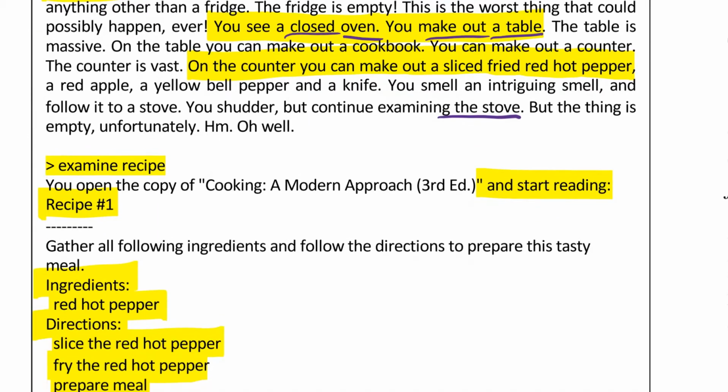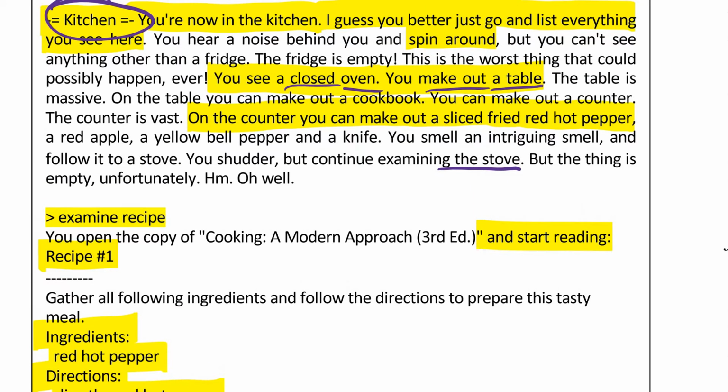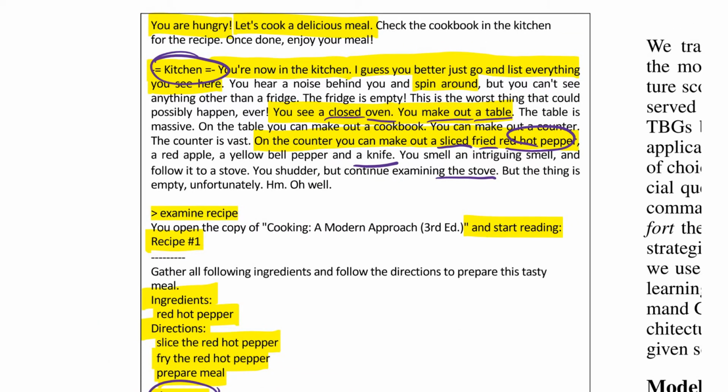If this pepper here weren't already sliced and fried, you can only slice it if there is a knife in the room, right? You can only fry it if there is a frying pan or an oven or a stove in the room. And then you'd have to notice that there is a knife. If there is no knife, you need to take the red hot pepper, bring it to a new room with a knife, and then slice it. So this is a vastly difficult game.